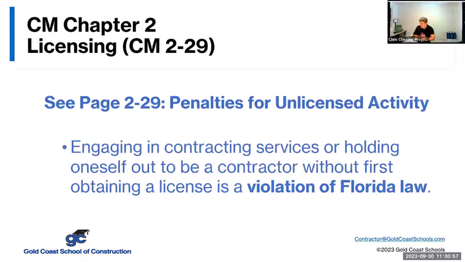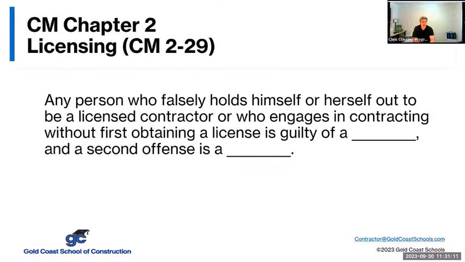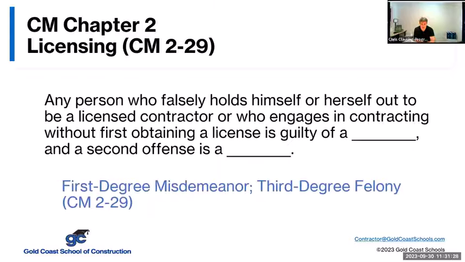See 229, this is an important page. This is a section on penalties for unlicensed activities. So engaging in contracting services or holding oneself out to be a contractor without first obtaining a license is a violation of Florida law. And any person who falsely holds themselves out is guilty of what for the first offense, and the second offense is guilty of what? You'll see that on page 2-29 at the top. That's going to be first-degree misdemeanor and then third-degree felony. They do not mess around on this. So unlicensed contracting in Florida, they do enforce that. They throw the hammer down.